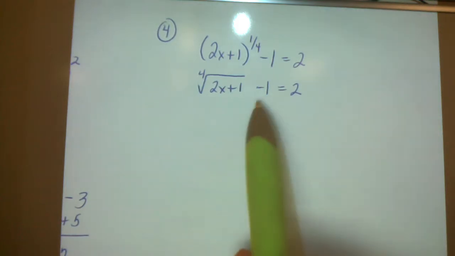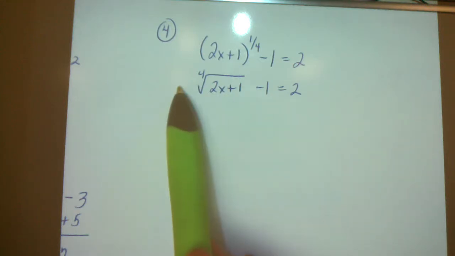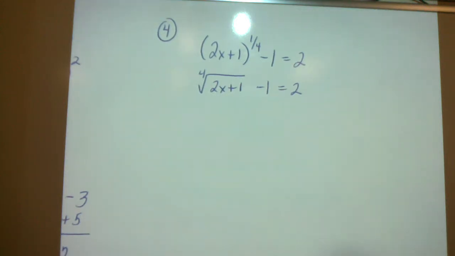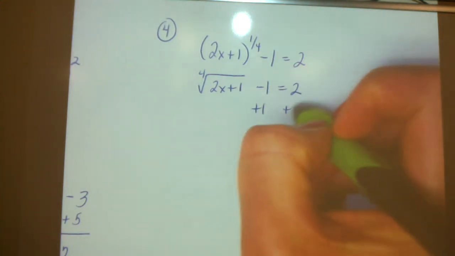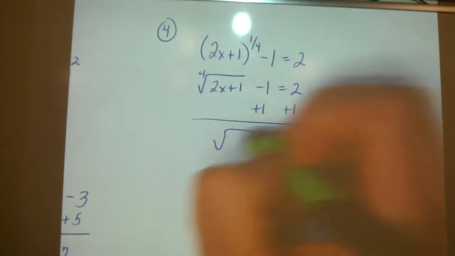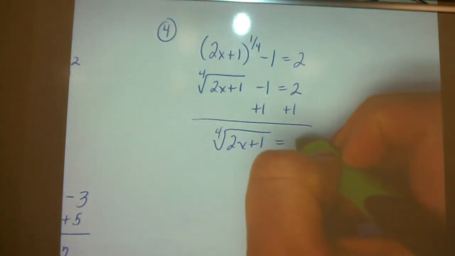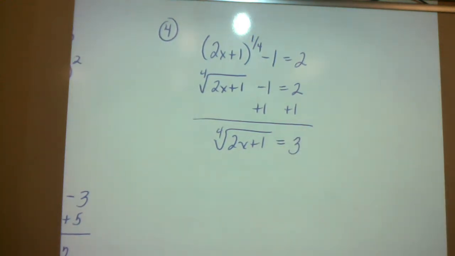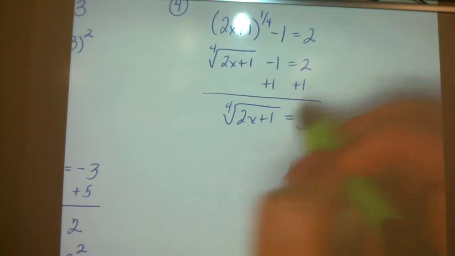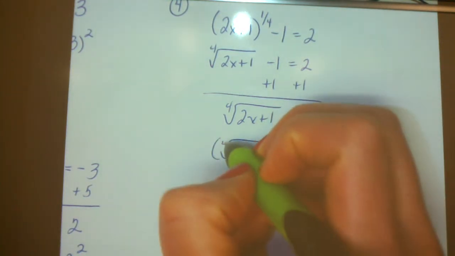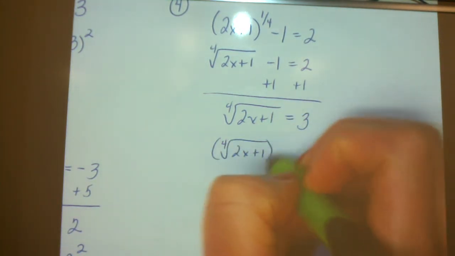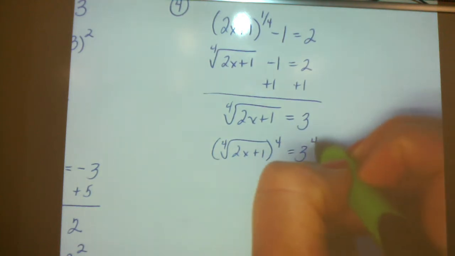The first thing I need to move before I raise it to the fourth power is I've got to move this number. I don't see a number out in front here, but I've got to move this one. So let's add 1. I've got the fourth root of 2x plus 1 is equal to 3. Now I have to get rid of that fourth root. So I'm going to raise it to the fourth power. Whatever I do on one side, I have to do on the other.